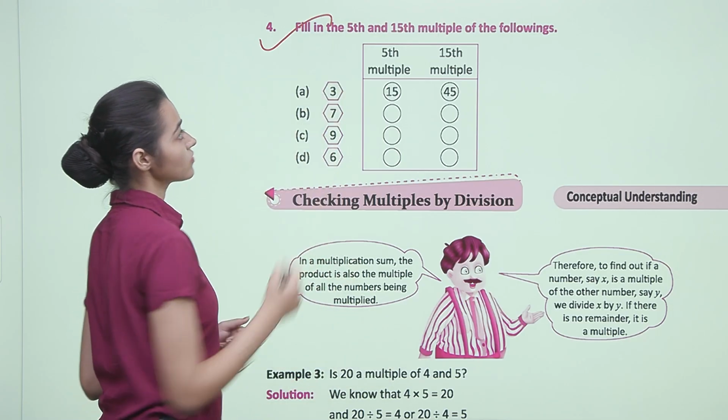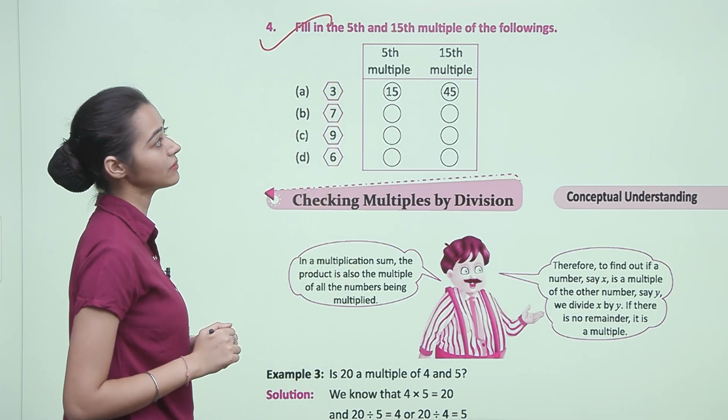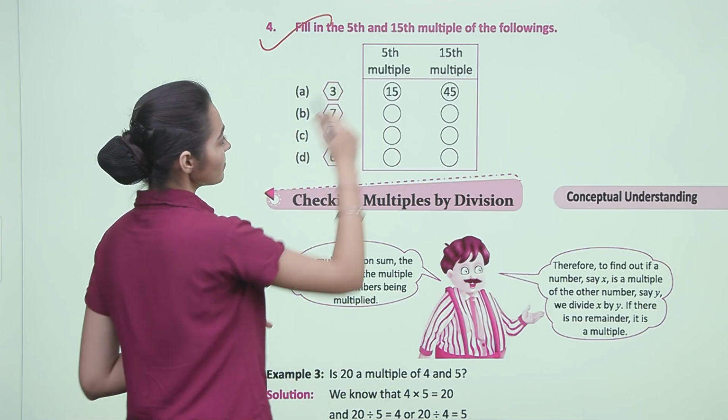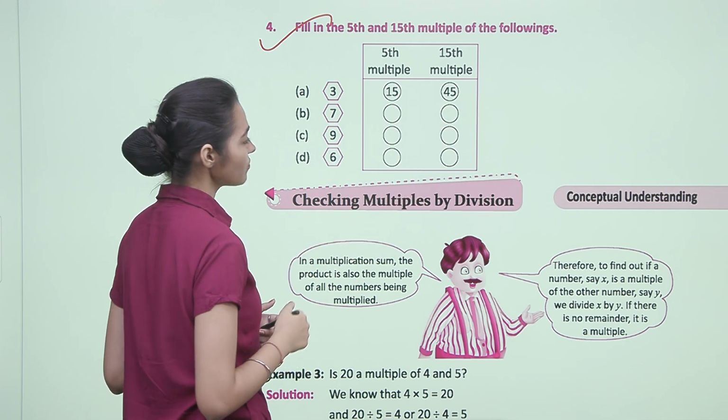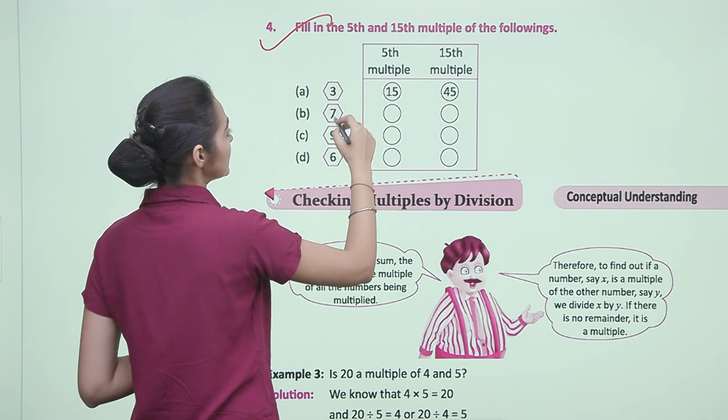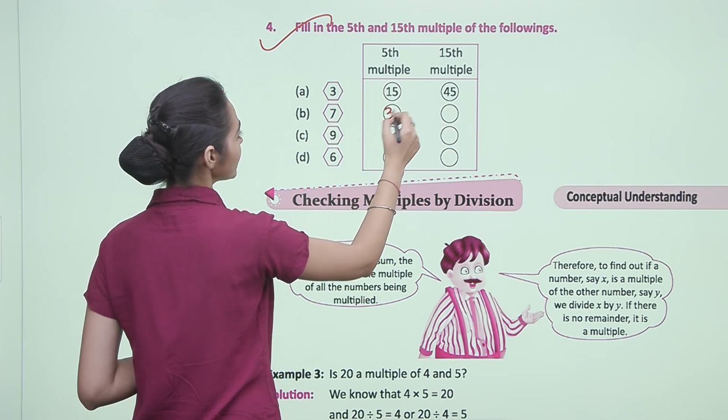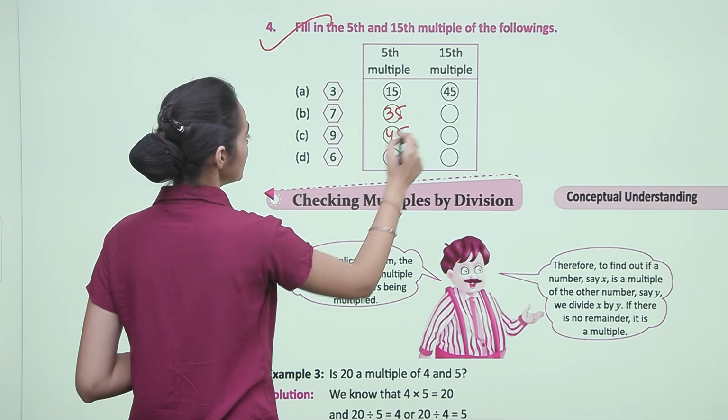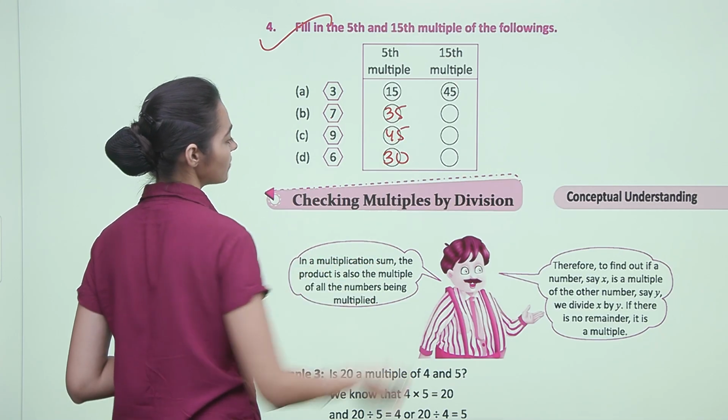Now in the next one we have to fill the 5th and 15th multiple of the following. So 3 5s are 15 and 15 3s are 45. So 7 5s are 35, 9 5s are 45, 6 5s are 30. That's how you have to complete it.